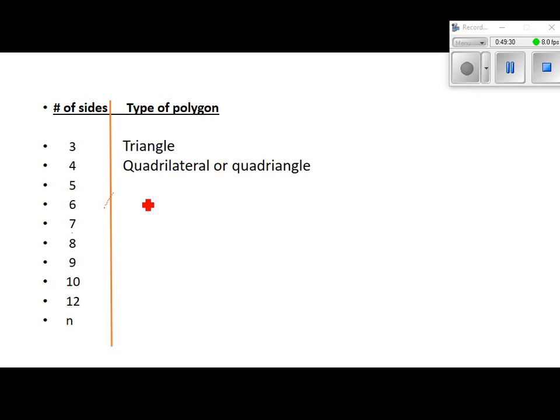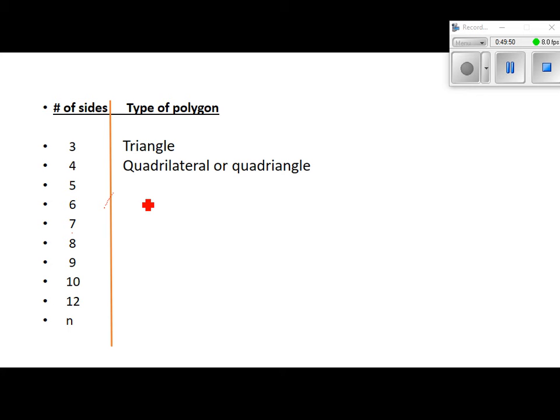Quadrilateral. Some new books call it a quadrangle too. Either one of those is correct. Decagon is 10. Now for 5 and 6 and all these, they don't actually go off of that. They go off the gon part of it.